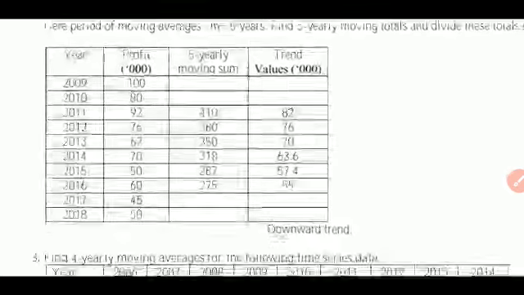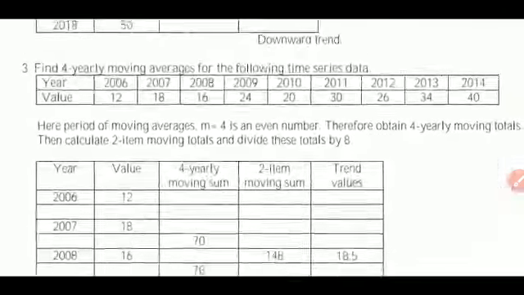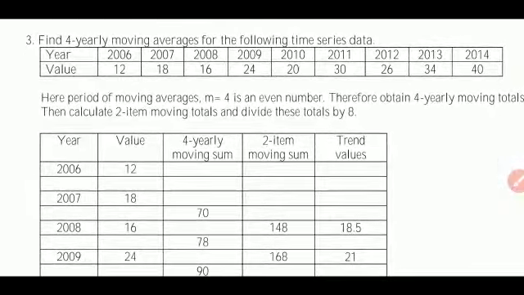Now let us see a fresh example of 4 yearly. There are some steps which you have to keep in mind. Now see, 4 yearly means it's an even number. So when you have an even number of years, you don't have a middle year representation. So for that, some things have to be kept in mind so that the calculations are easy, and then you have a year to represent for the data.